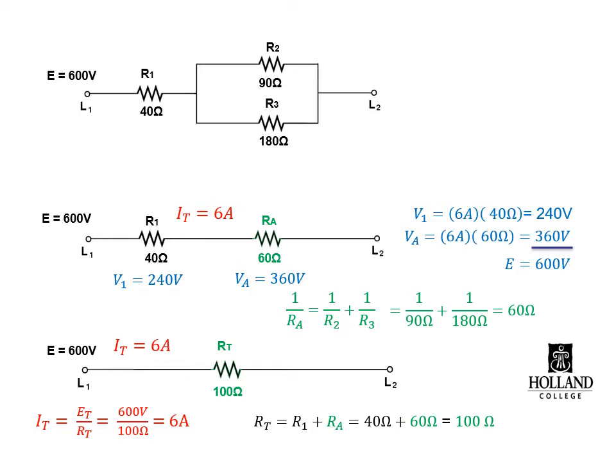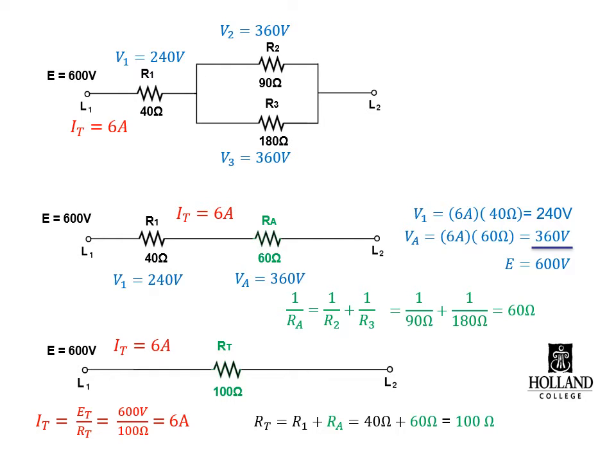And what do we know about parallel circuits? Well, voltage is common. So each of those resistors will get 360 volts. R1 didn't change from line 1 to line 2, so its values did not change. It still has 6 amps and 240 volts.